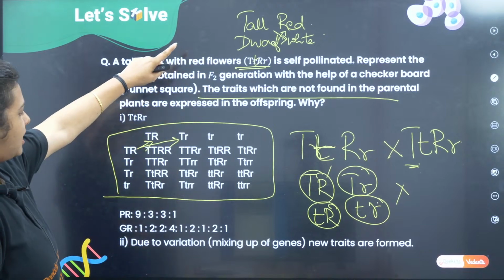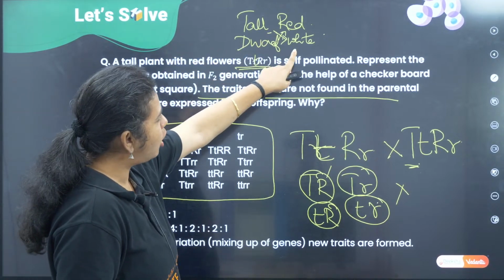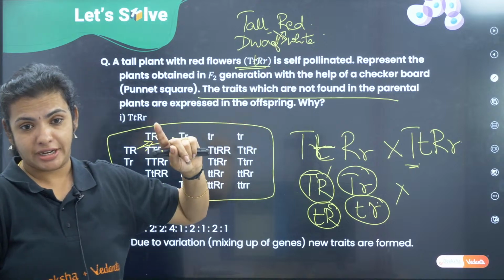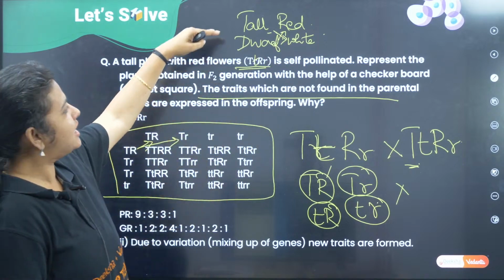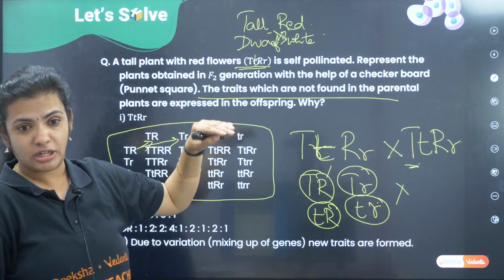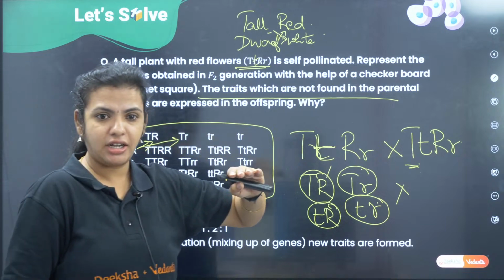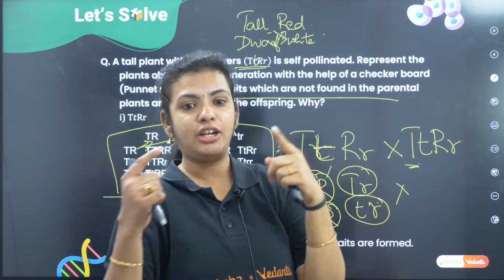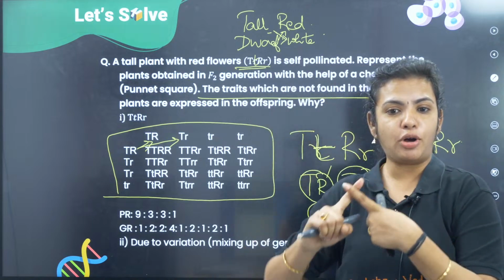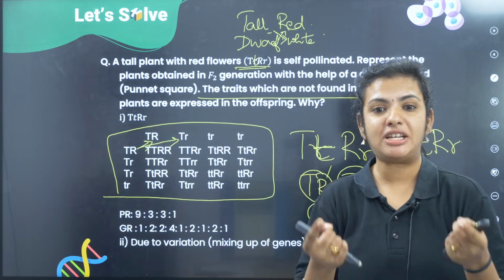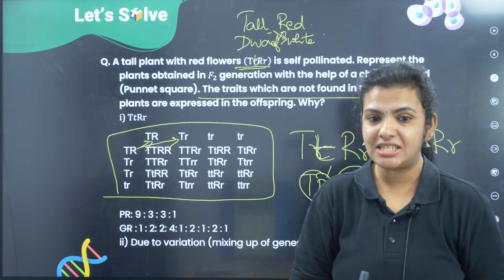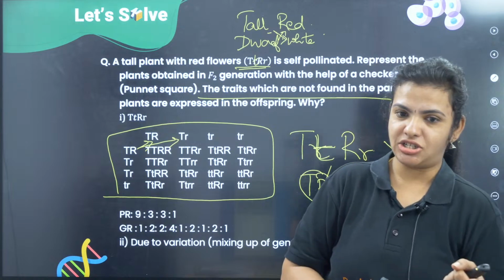So, the new combination that you are going to get will be tall white, dwarf red, alright, because already this is the parental phenotype. Parents are tall red, dwarf white. But when I do a cross, I am getting all possible combinations which is not even present in my parents, and this is because of variation, okay.